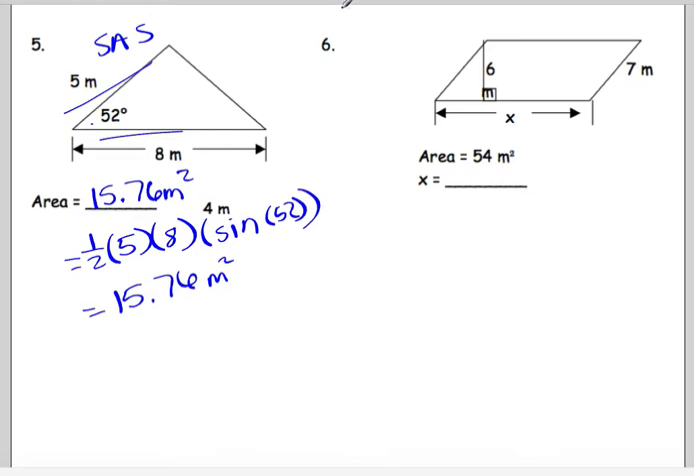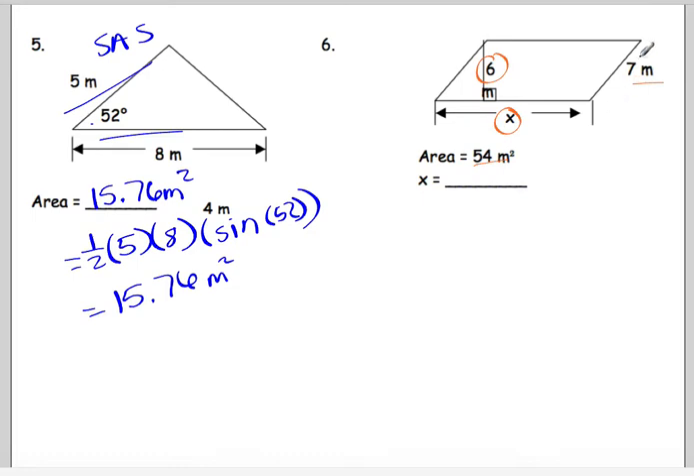And then on number 6, they have a parallelogram. They gave me the area. The area is the base times the height. And so the base on this picture is the x and the height is the 6. They gave you this 7 to confuse you.